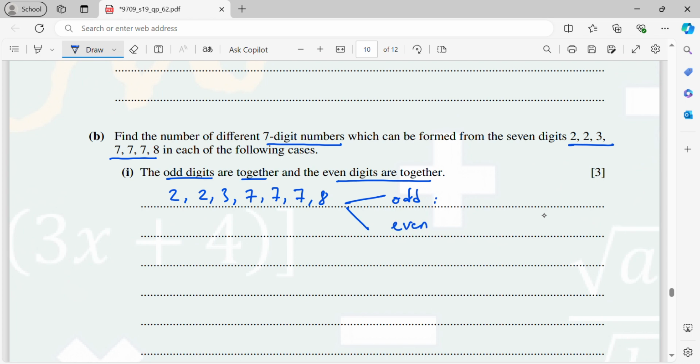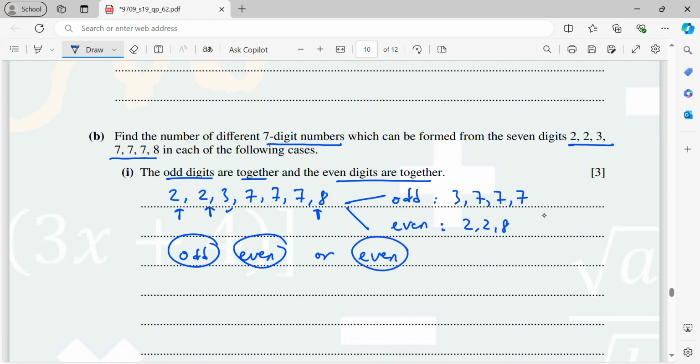So the odd will be 3, 7, 7, 7 and then for the even it will be 2, 2, 8. Okay, so now I need to have odd together, even together. But the question doesn't mention it must be odd first. So it means that it could be even first, then followed by the odd. So basically, even first or odd first, that will be 2 ways.